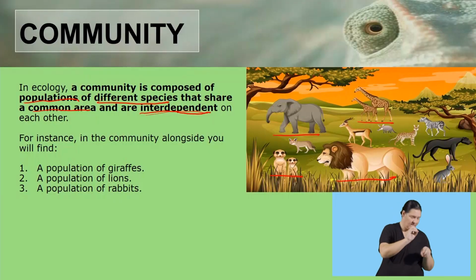If there's one giraffe, that means there's more. So you can see that there's a population of lions. We see a population of rabbits in the picture. So these are different species. These are different organisms, but they are found in one place, and they depend on one another for survival. So this is just a quick reminder that a population looks at the same species, whereas a community looks at different species.